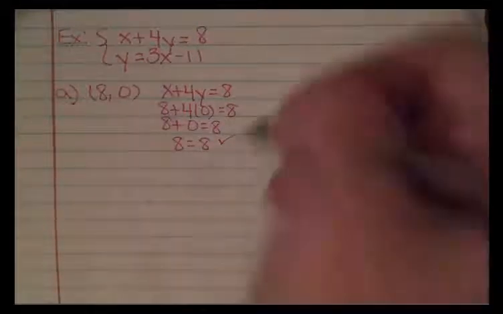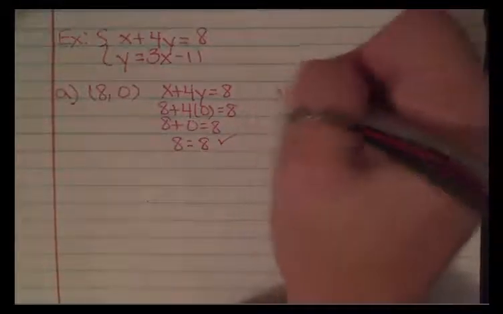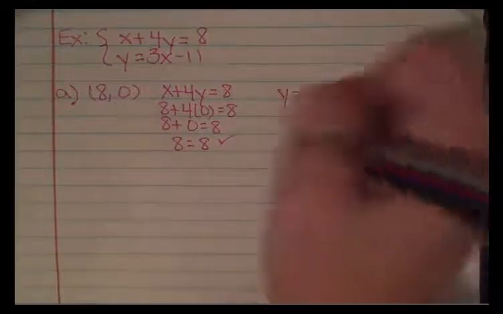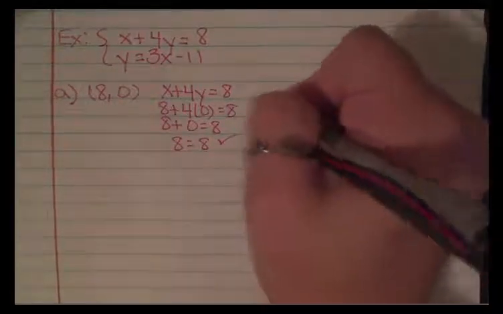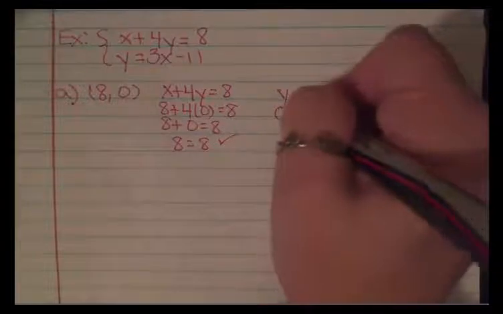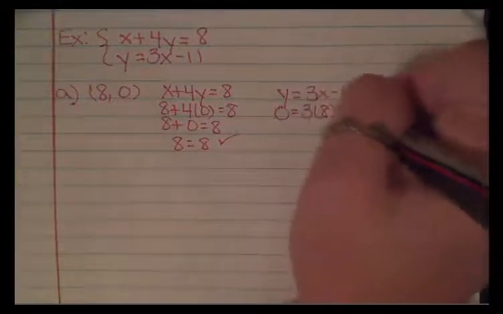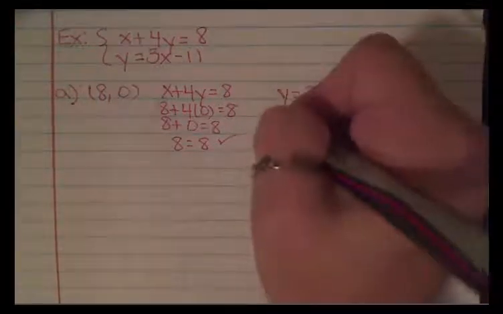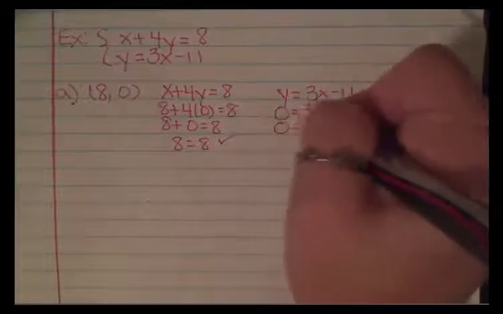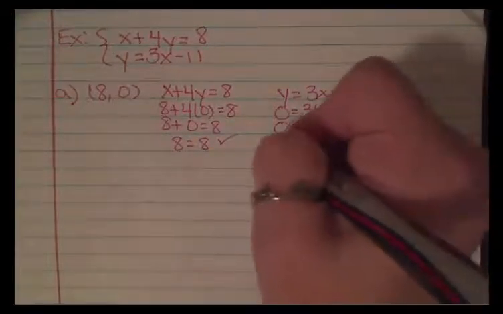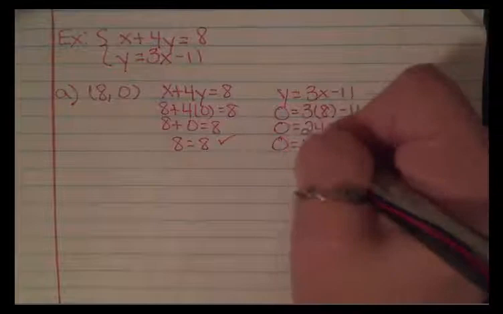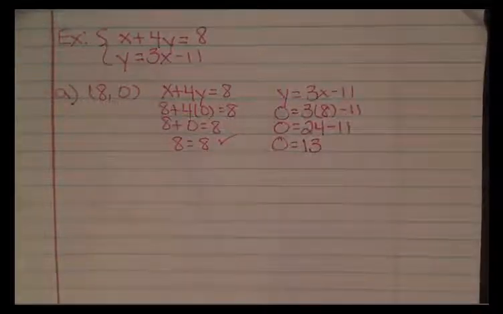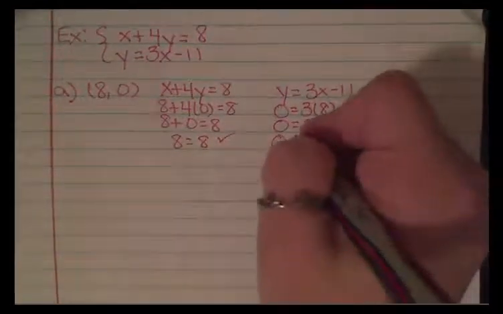For the second one, we have y equals 3x minus 11. 0 goes in for the y. 8 goes in for the x. So you get 0 equals 24 minus 11. You get 0 equals 13. Is that true? Does 0 equal 13? No, that's not true. So this is false. This is not a solution for that system of equations.